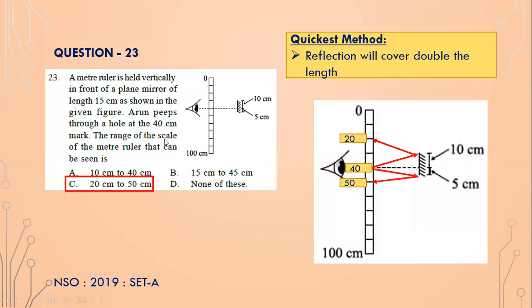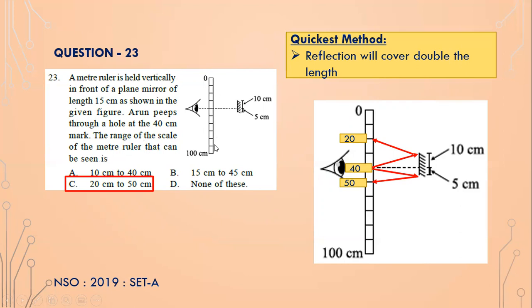A meter ruler is held vertically in front of a plane mirror of length 15 centimeter. So this is the plane mirror of length 15 centimeter, and Arun peeps through a hole at the 40 centimeter mark. So this is the meter ruler. This is the zero of the meter ruler. This is 10, 20, 30, 40. At 40 centimeter of the meter ruler, Arun has made a hole and he is peeping through the hole at this plane mirror. The range of the scale of the meter ruler that can be seen.